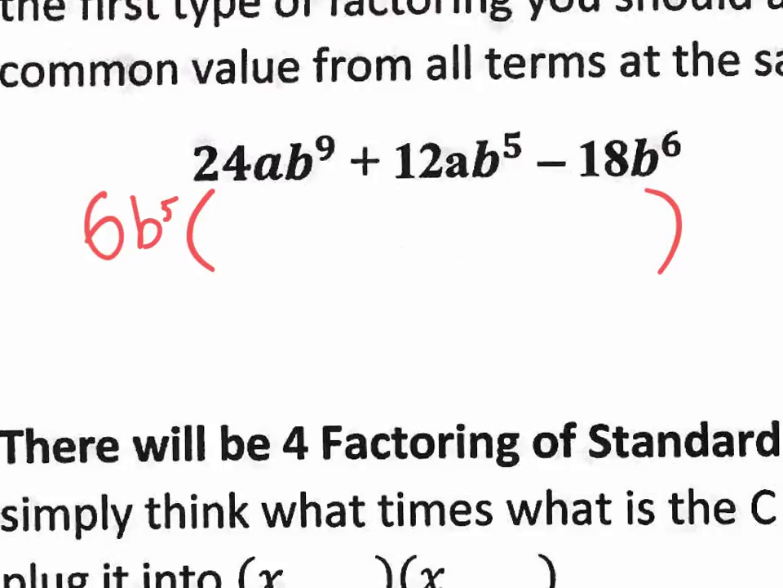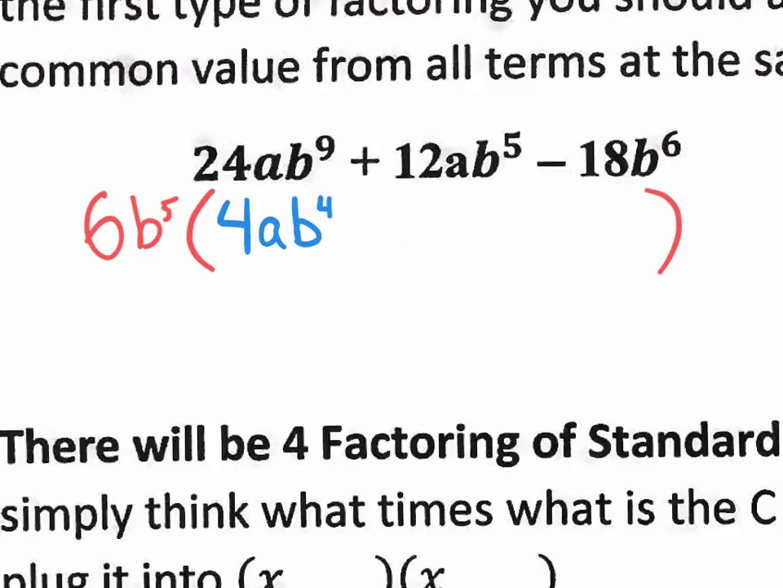And now we could figure, by doing reverse distributive property, what's left over on the inside. So 6b to the 5th times what will get us a 24ab to the 9th? What would that be? Somebody said 4ab to the 4th power, because when we multiply, we really add exponents.